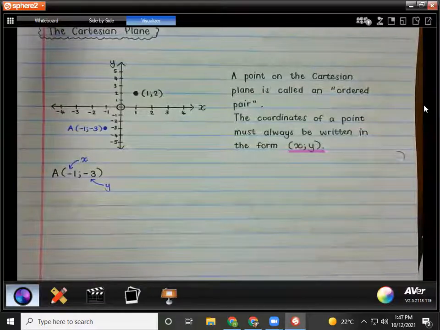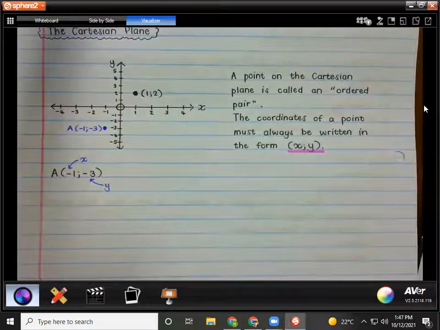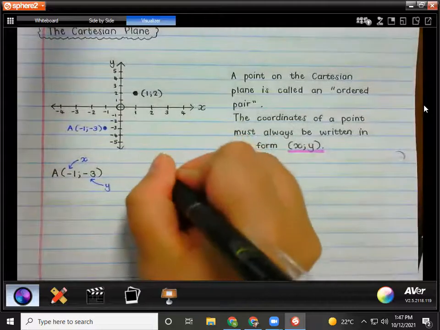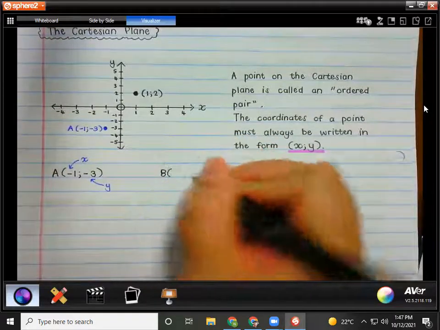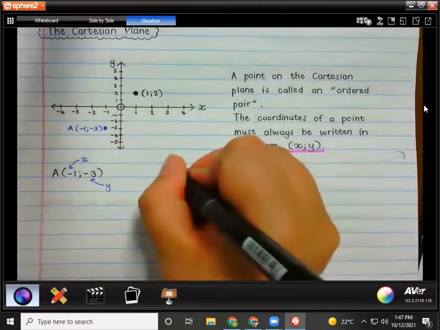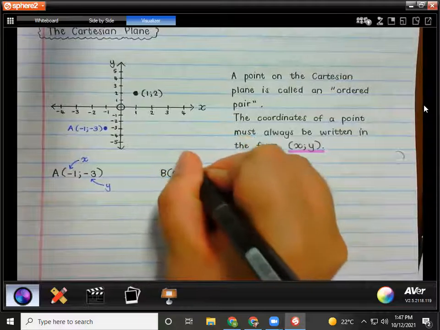Any questions so far? I know this is new. It's a bit strange. We haven't done stuff like this before. Okay, but we just need to practice this and then it should be easier. We can also do point B, which let's do the point 2, 0.